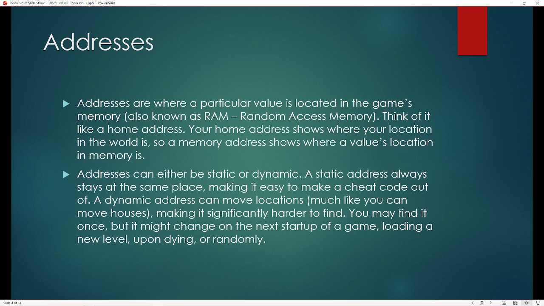A static address always stays at the same place, making it easy to make a cheat code out of. A dynamic address can move locations, much like you can move houses, making it significantly harder to find. You may find it once, but it might change on the next startup of a game, loading a new level, upon dying, or even at random. Unfortunately, most addresses are dynamic. This tutorial will help you with static addresses, and further tutorials later on will help you with dynamic addresses by teaching you how to program.